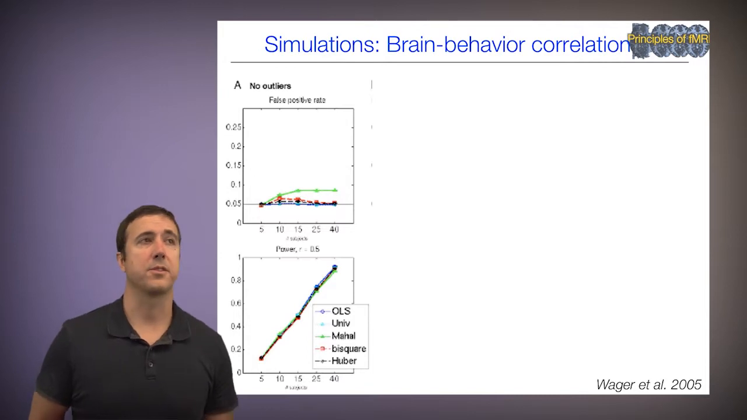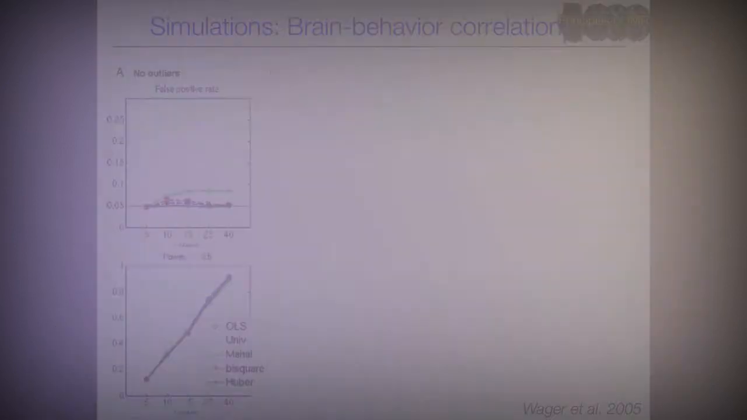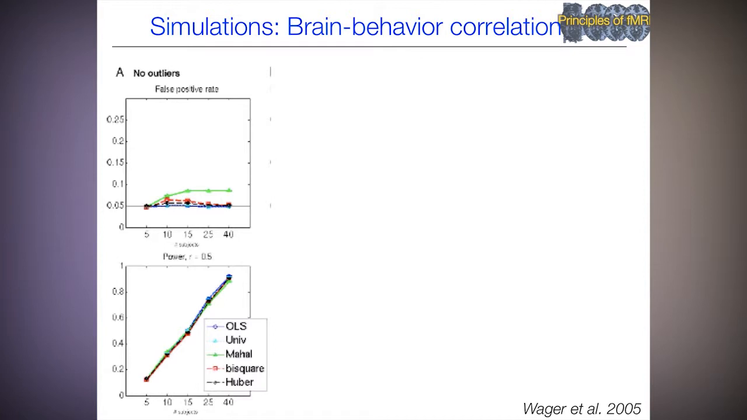Now we'll look at some simulations. What you see here is a series of simulations where there are no outliers in the data, so all the assumptions actually hold. So we shouldn't see a benefit from robust regression here, but we can evaluate the costs. On the top panel, there's no true signal, and we can look at the false positive rate. The x-axis is the sample size, ranging from 5 up to 40 subjects. And the bottom panel shows you power when there is a true effect, which increases with the sample size.